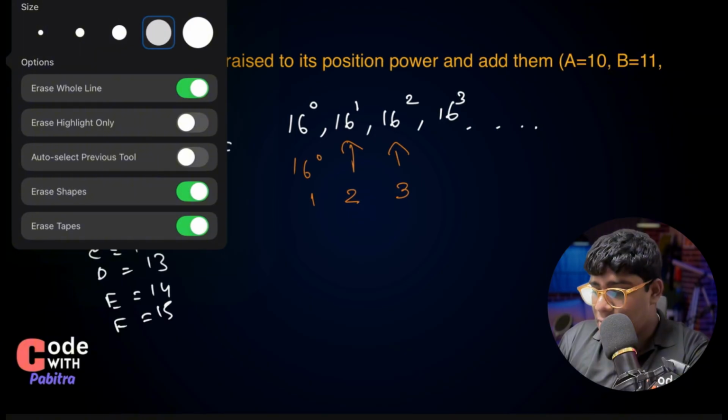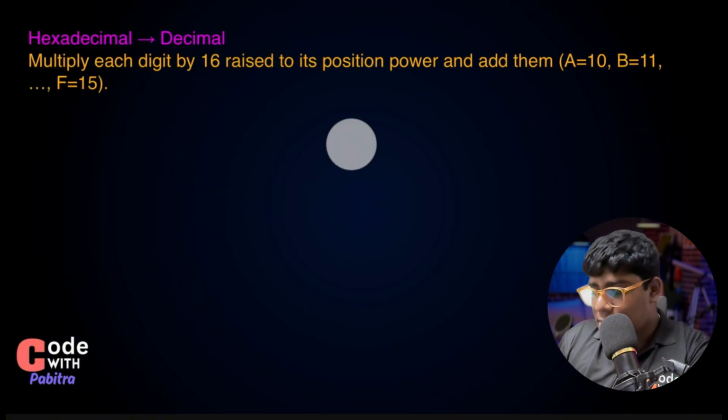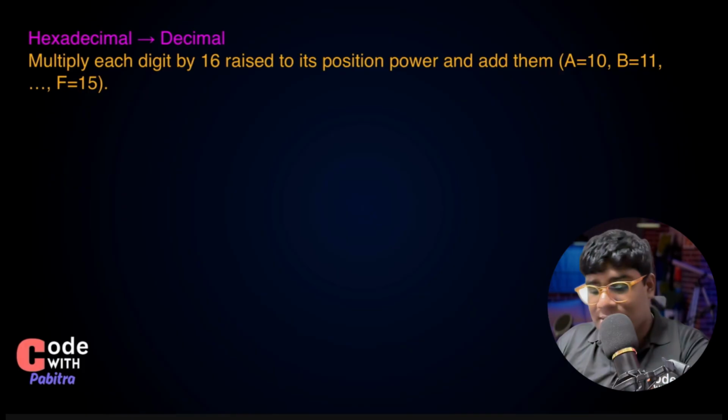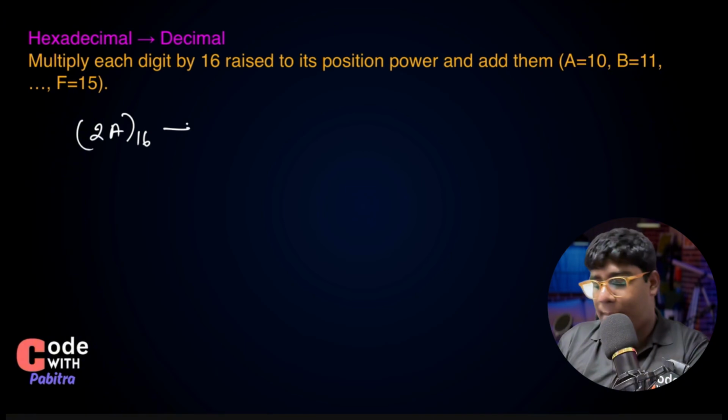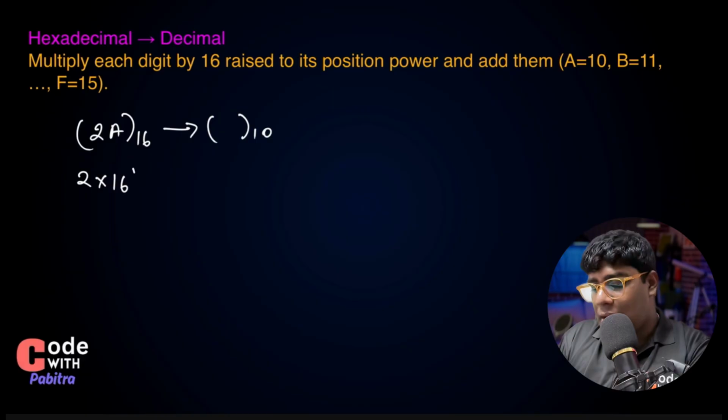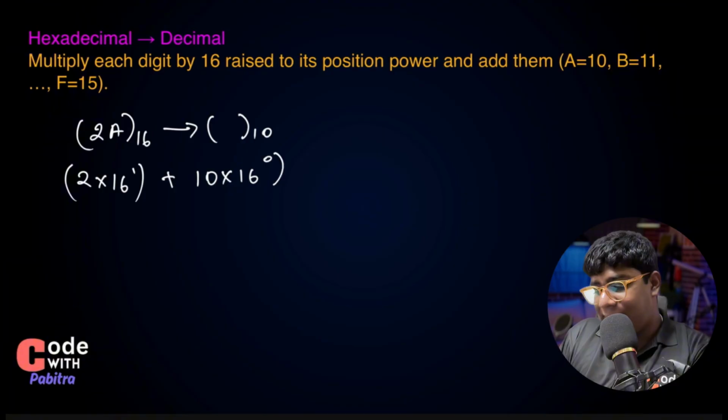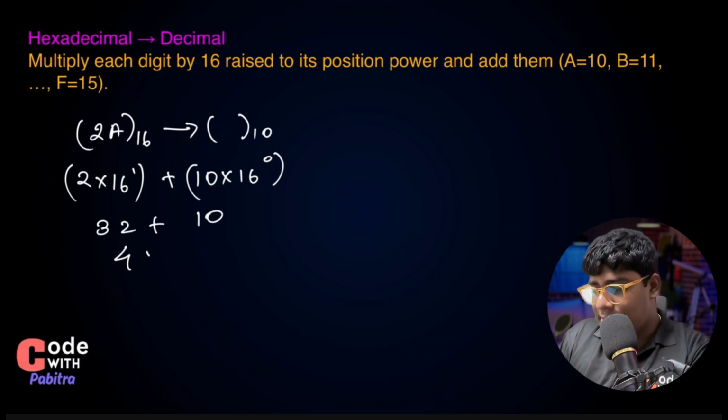Suppose the question is 2A base 16, and we have to convert it to the base 10 number system. So how will we do that? 2 into 16 to the power 1 plus A. What is the meaning of A? A means 10. So 10 into 16 to the power 0. Simple. Now we'll calculate it. 2 times 16 is 32, plus 10, that means it is 42. So 42 base 10 in the decimal number system is equivalent to 2A in the hexadecimal number system.